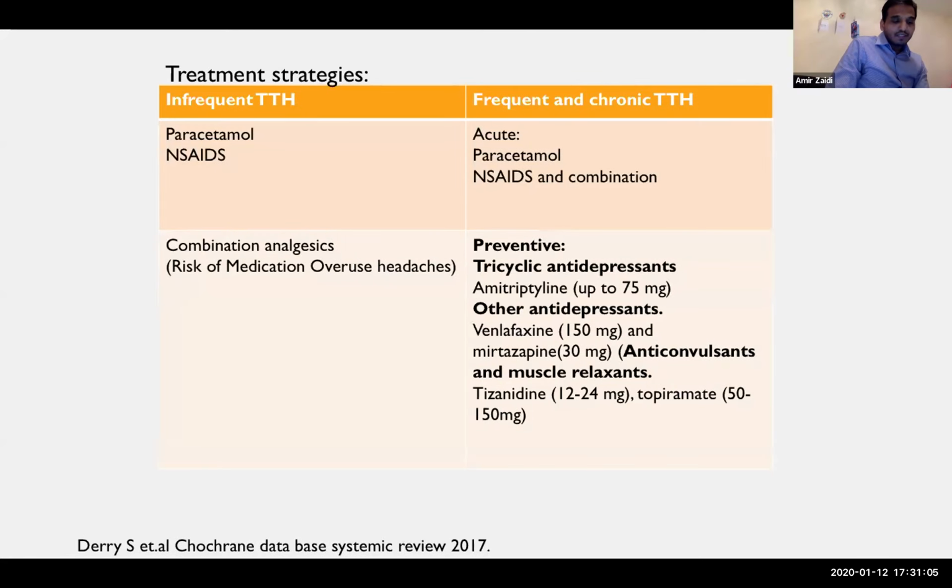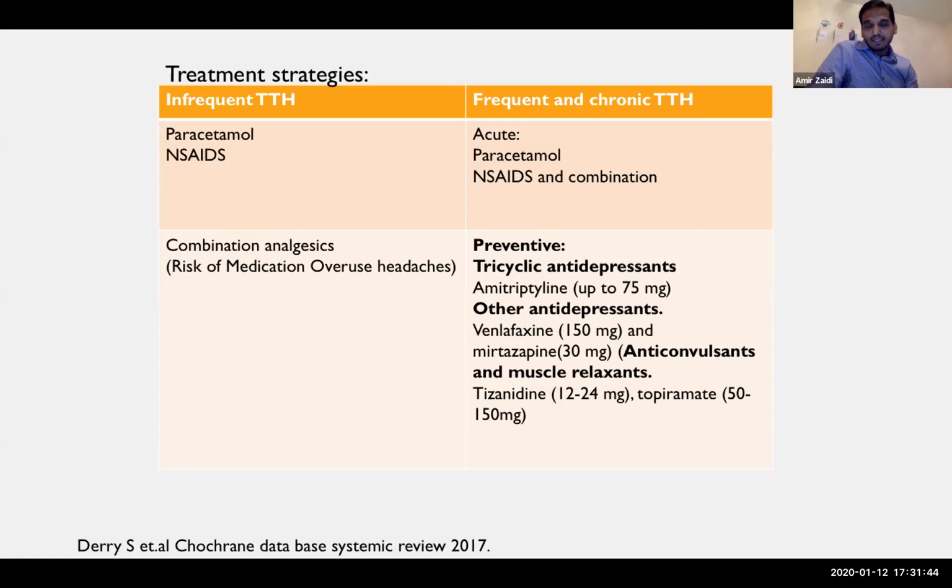How do we treat tension type headaches? It depends on whether the headaches are infrequent, or frequent or chronic headaches. Infrequent headaches are treated with simple painkillers, paracetamol and NSAIDs. The most effective NSAIDs are ibuprofen or naproxen, or you can use a combined NSAID plus paracetamol. The important point, the take-home message from this slide, is to try to guide the patients about medication overuse headaches when you prescribe them simple analgesics like naproxen or ibuprofen.